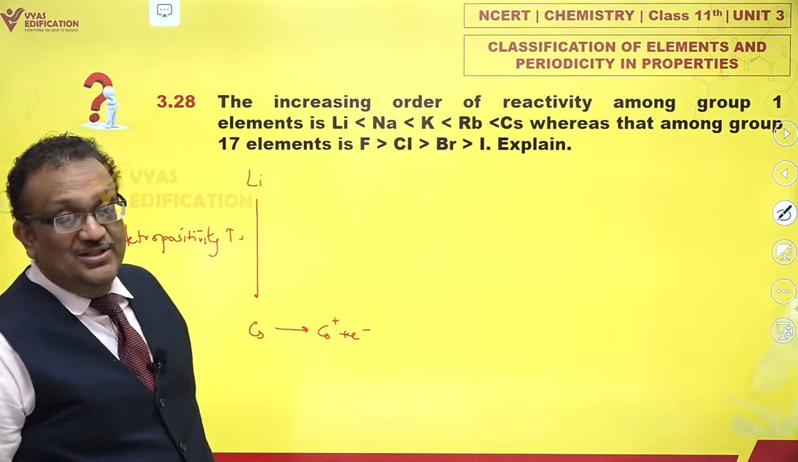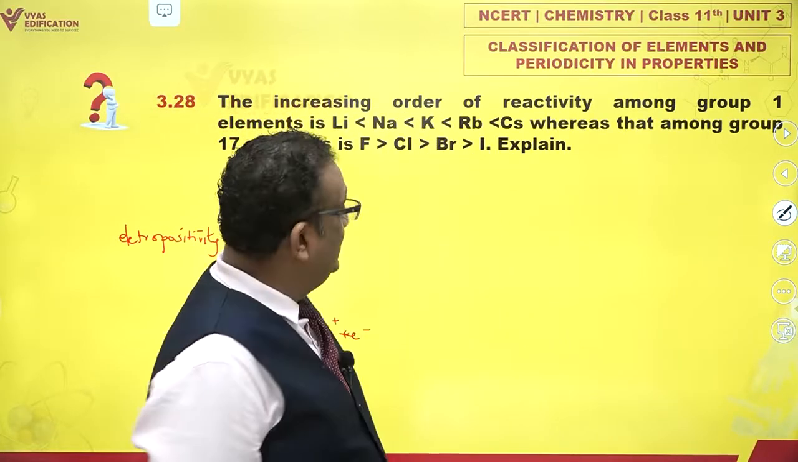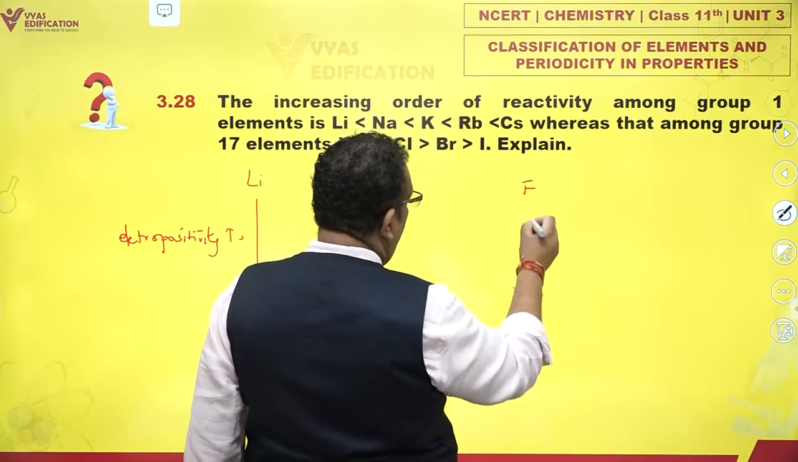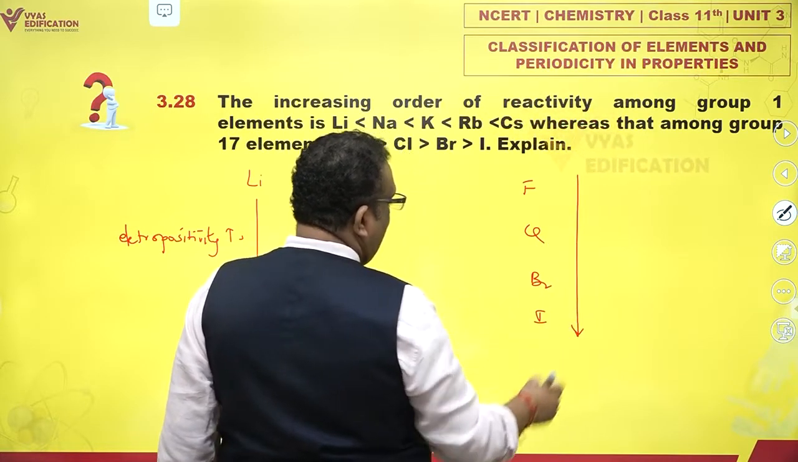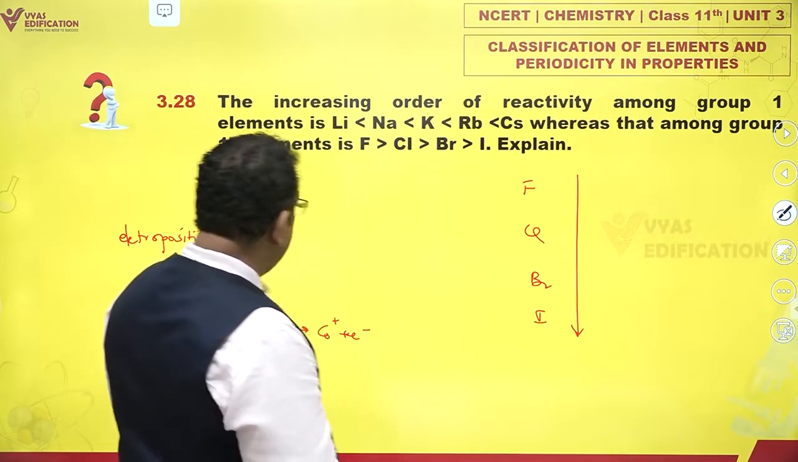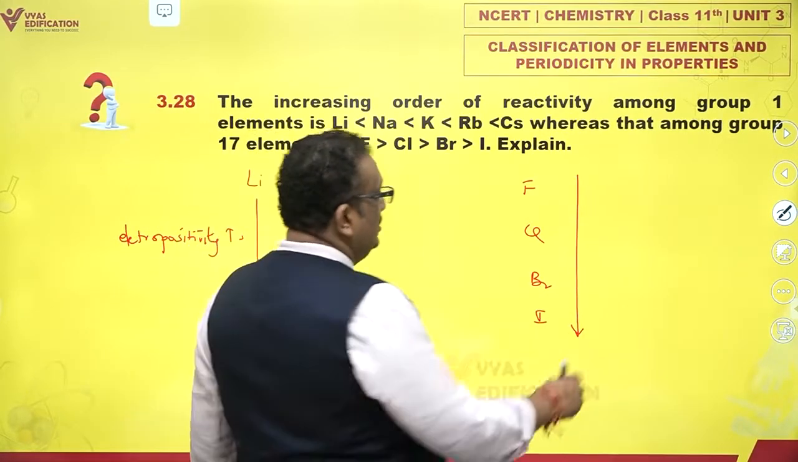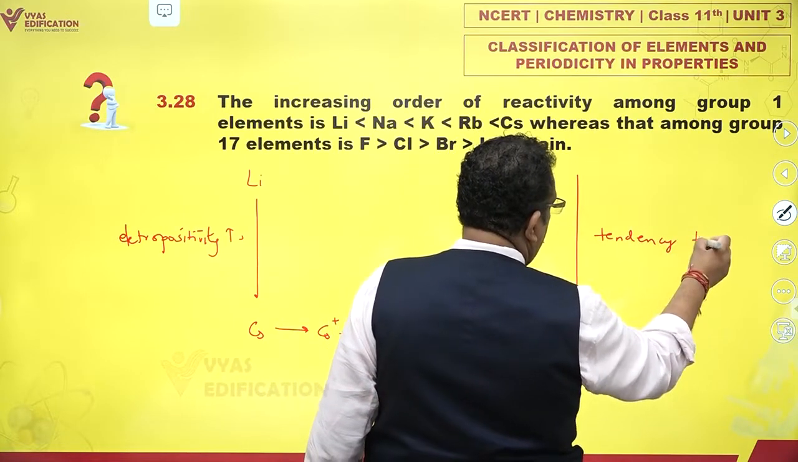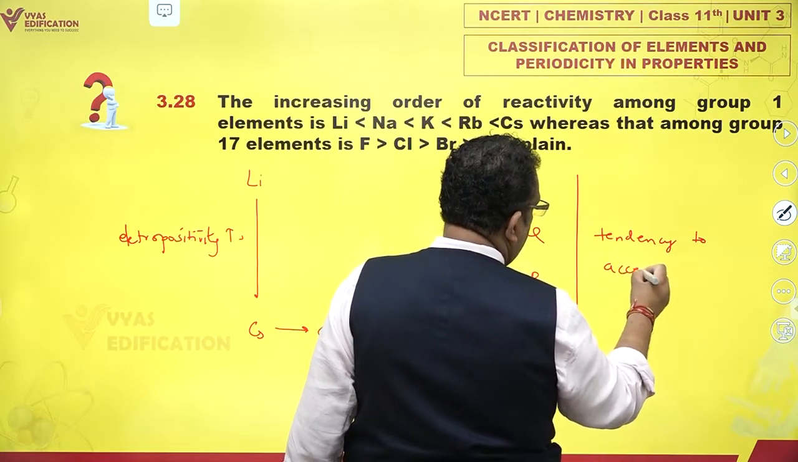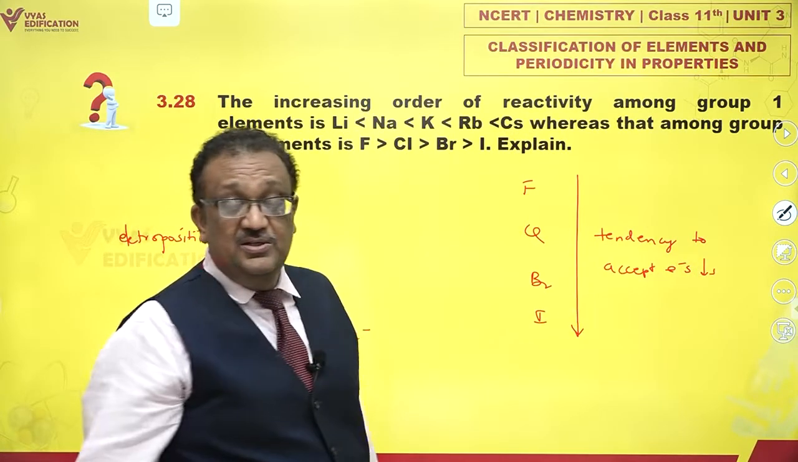If you look at halogens, the scene is very different, because when you talk about halogens, halogens typically are electronegative, right? If they are electronegative, that means they are not going to release electrons, they would rather accept electrons. So, the tendency to accept electrons decreases down the group as the size increases.